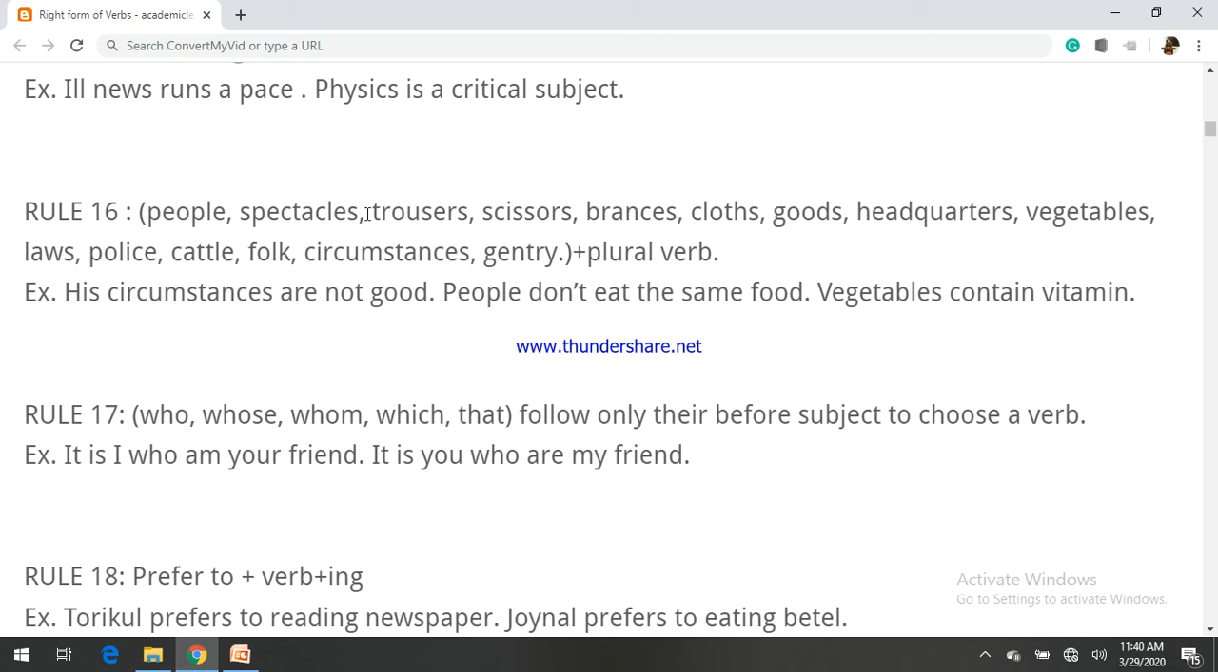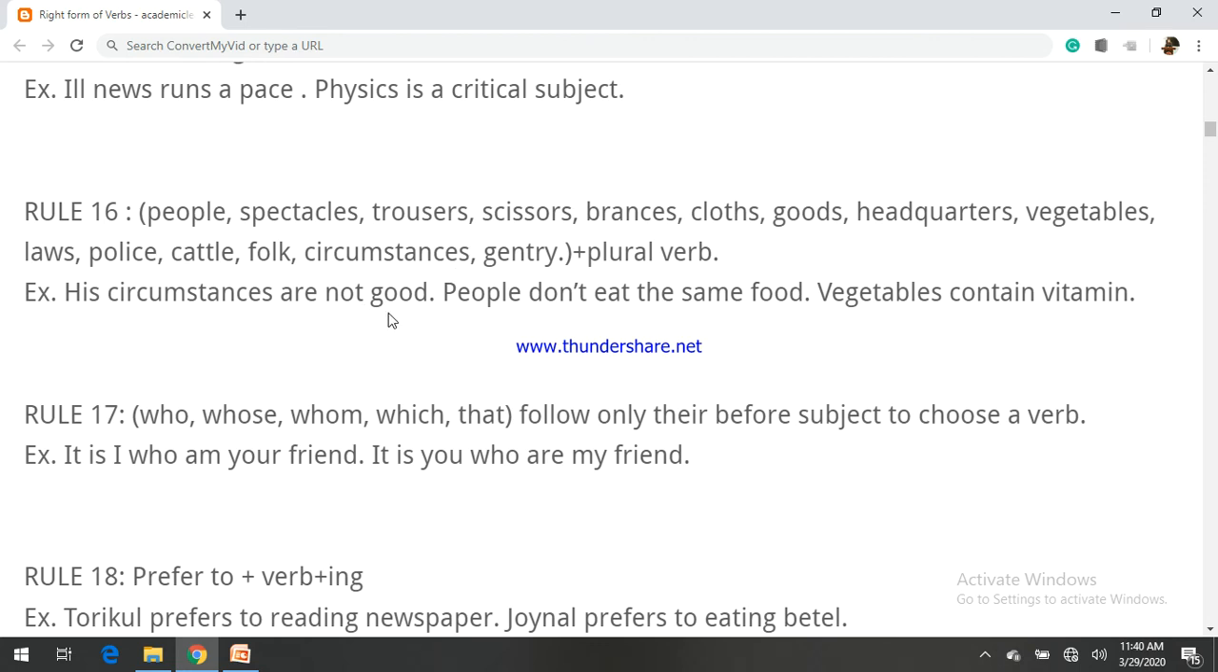Let's see one example. Spectacles. Spectacles means something like glasses which we wear in the summer or when we go outside to protect our eyes from sun rays. In spectacles there are two glasses, for the right eye and the left eye. That means in all of these words there are two things inside. Trousers, two things. Scissors, two. And branches, all of this, and police. Though these words look like singular, they are also plural. That's why they follow a plural verb.